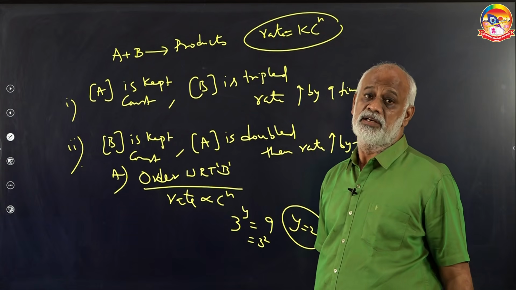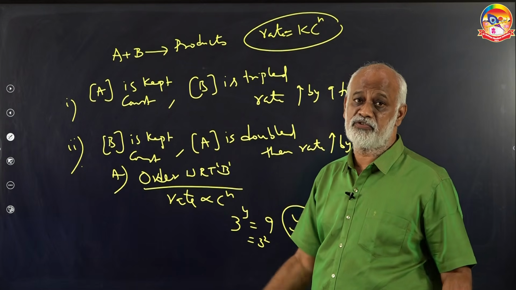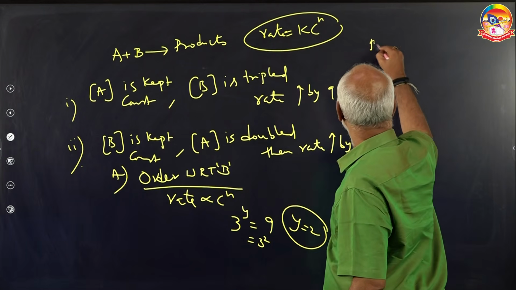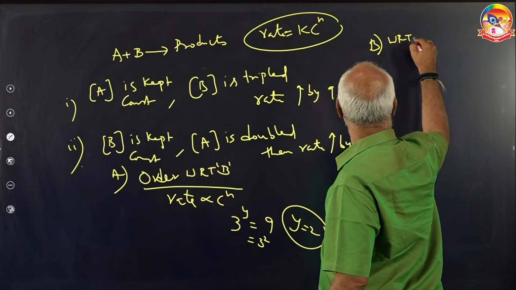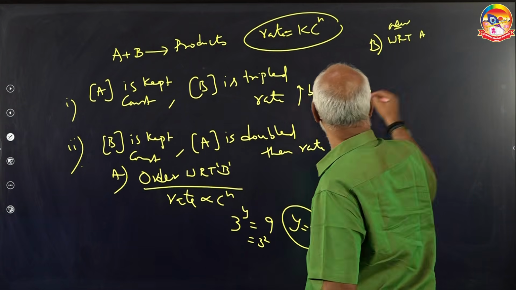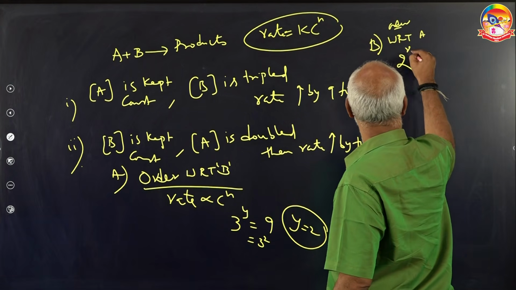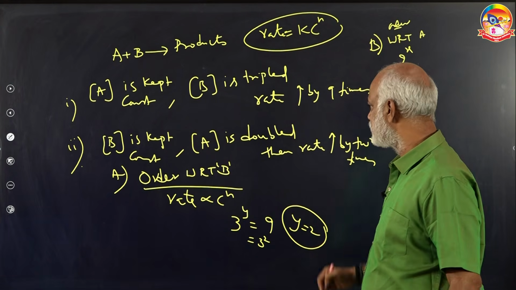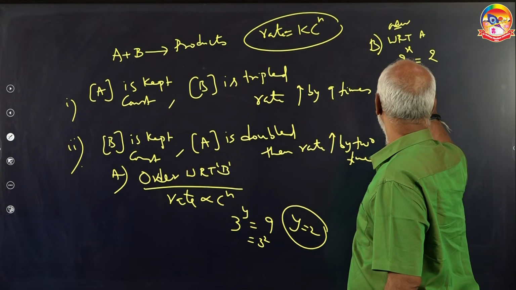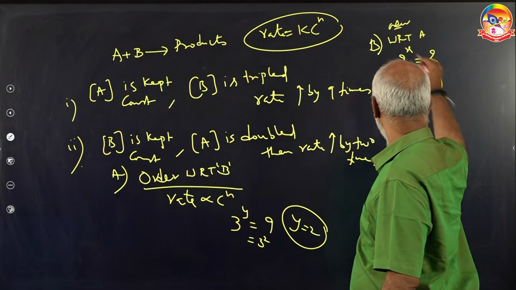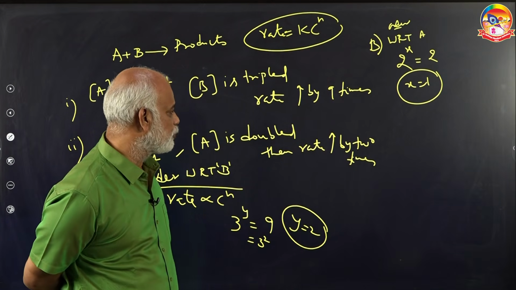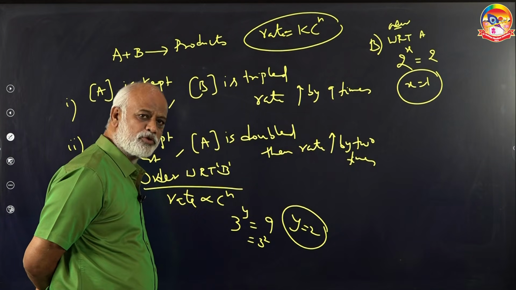It has a square influence, double influence on the rate. Now coming to the order with respect to A. Now what is the concentration increase? Double, 2 power x. Let us say x is the order with respect to A. Then what happened to the rate? It becomes 2. So x is equal to 1. Okay. So I have order with respect to A to be 1, order with respect to B to be 2.